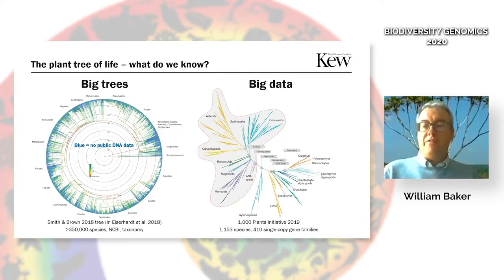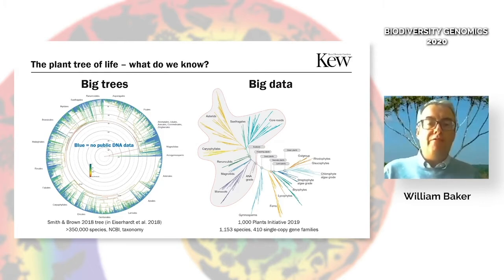This tree on the left, the Smith and Brown tree of 2018, contains the majority of all vascular plant species in it. But what you'll notice about it is that a lot of the tips are blue, and blue indicates that there are no public DNA data available for those species. In fact, those tips have been interpolated into the tree using taxonomic surrogates. And we know that perhaps only about a quarter of all vascular plant species have any data at all in public DNA repositories. So big trees, but problems with the data underneath them.